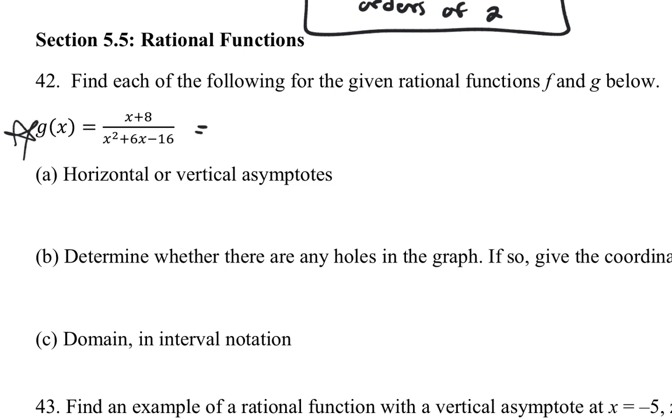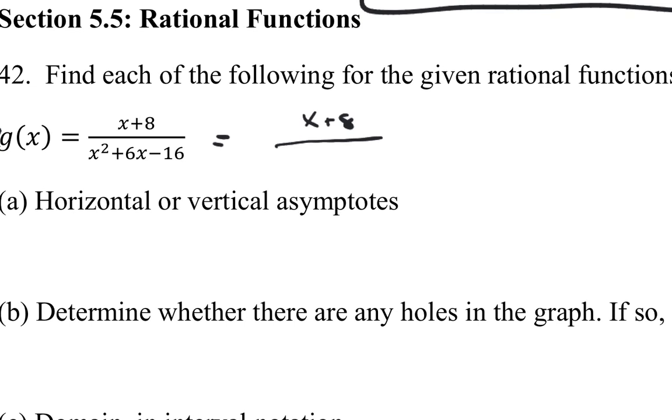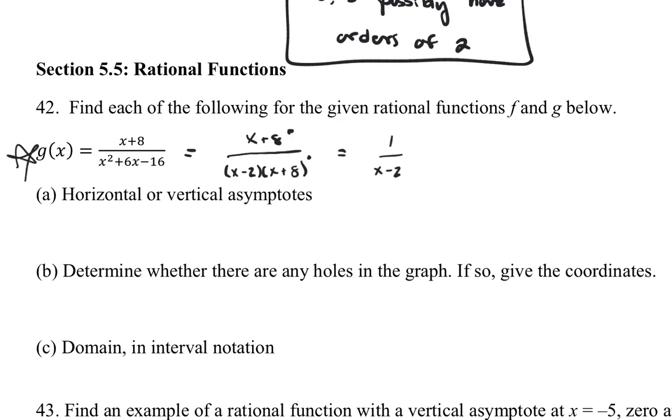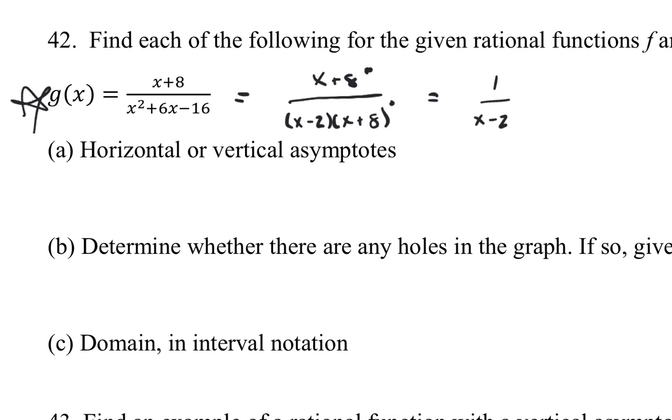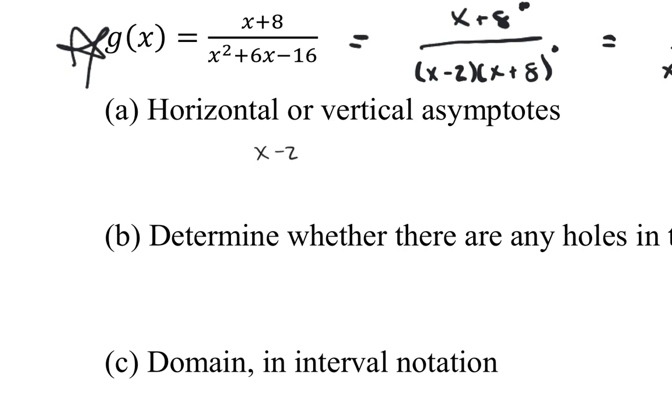So how I'm going to do that is I'm just going to keep the top the same, since we can't really factor that. But if we notice in our denominator, we can factor this out. That'll become x minus 2 and x plus 8. Here, this is the same as that, so that is going to be the same as 1 over x minus 2. That'll help us find our vertical asymptotes, because whenever this bottom portion is 0, so if x minus 2 is 0, that will be our vertical asymptote.